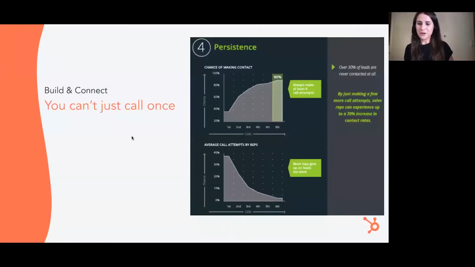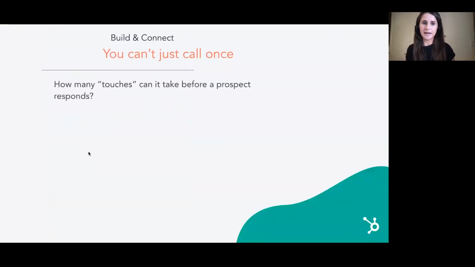As I touched on before, persistence really is key. You can't just call someone once. If you've got that lead in your CRM, you want to be really persistent. There are some stats here: over 30% of leads are actually never contacted at all. And by making just a few more call attempts, sales reps can experience up to a 70% increase in contact rates. I think I've got some more detailed stats in here.